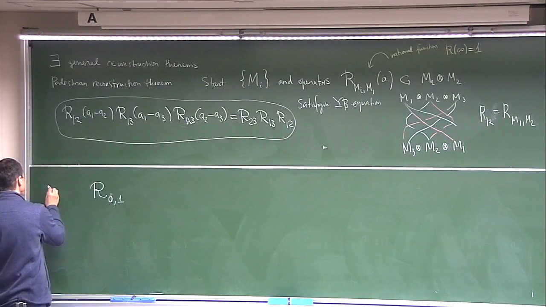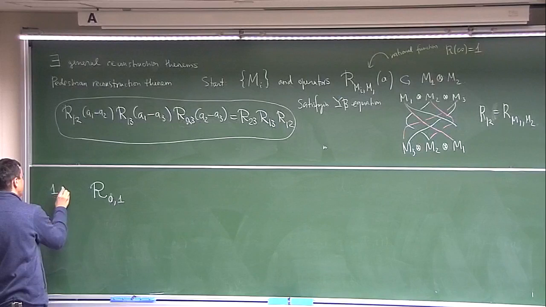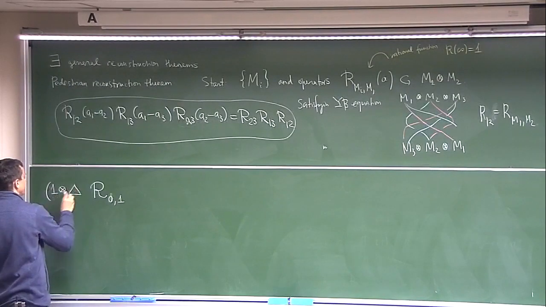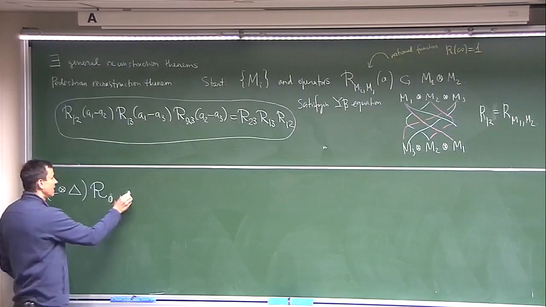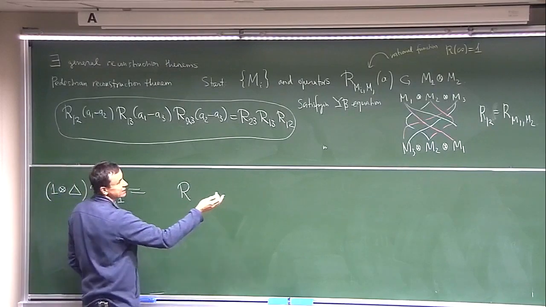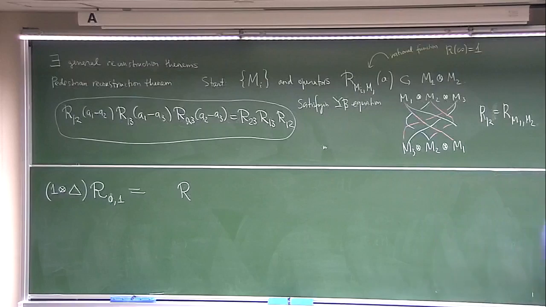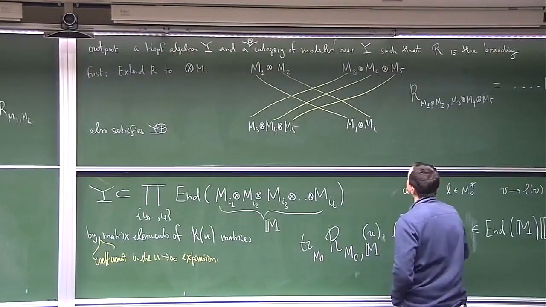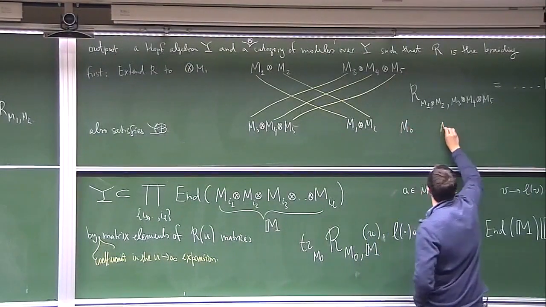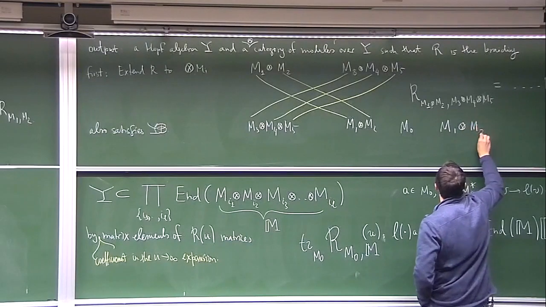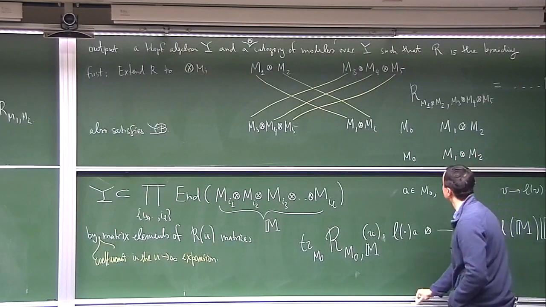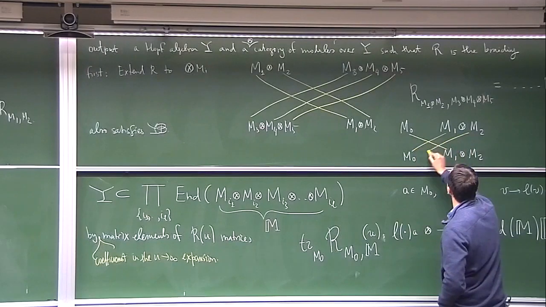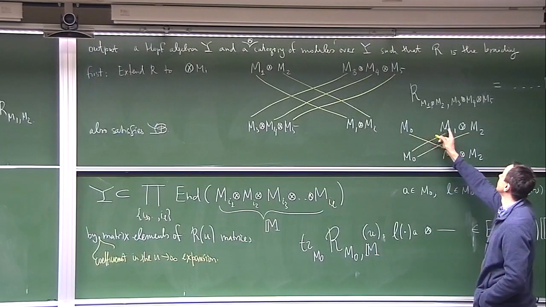And if I take one tensor the coproduct, this is how it is supposed to act in the tensor product of two things. And so that would be how it acts by the scheme. So if I now act in the tensor product of two things, here's my M0, and now a tensor product of two things means I first have to braid M0 with M1 and then M0 with M2.